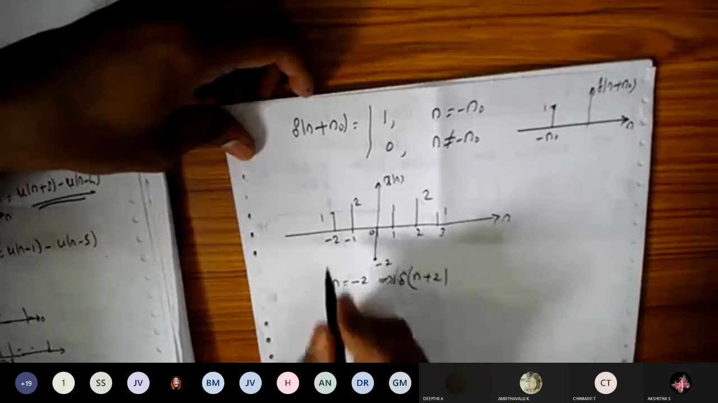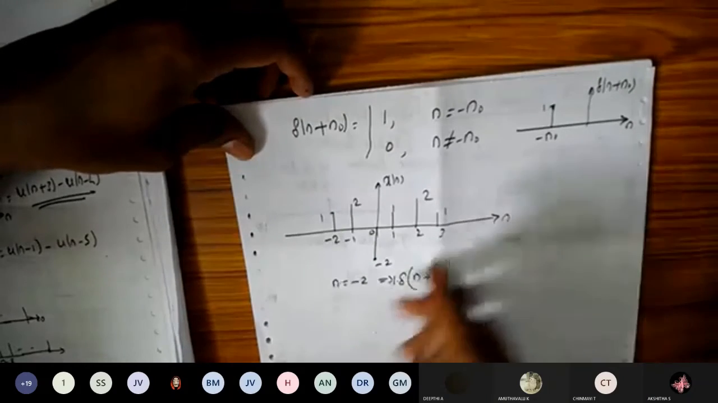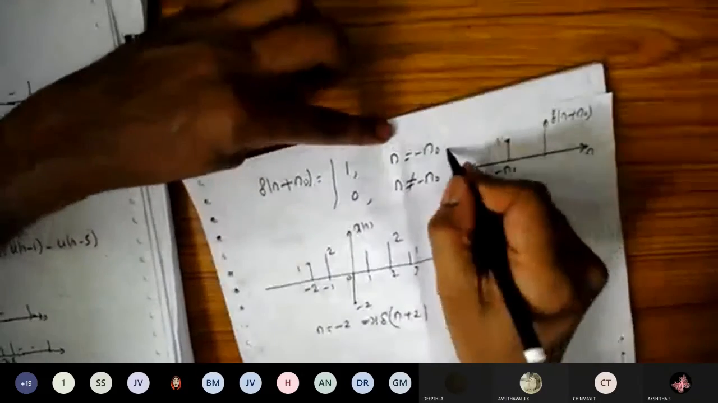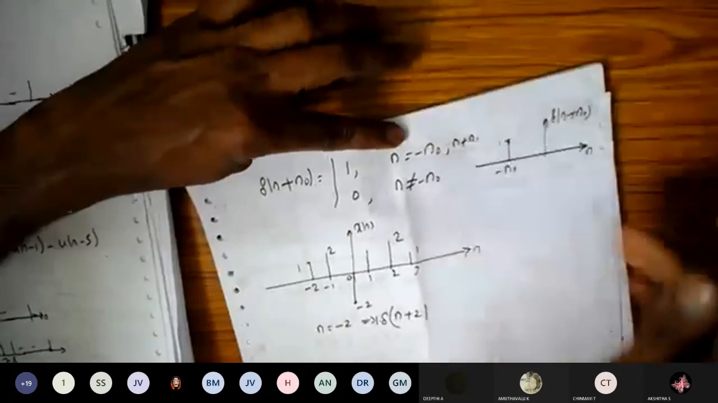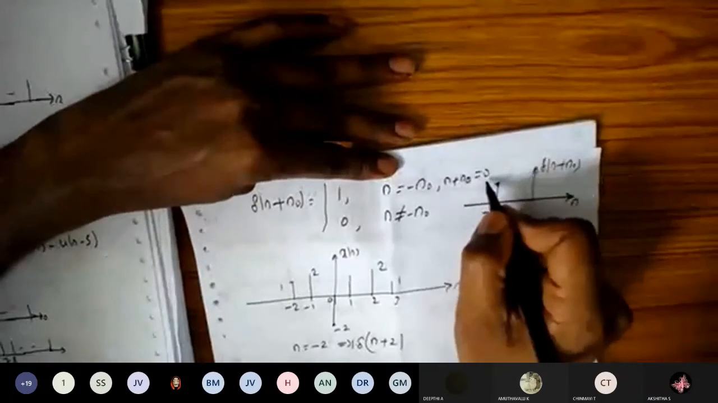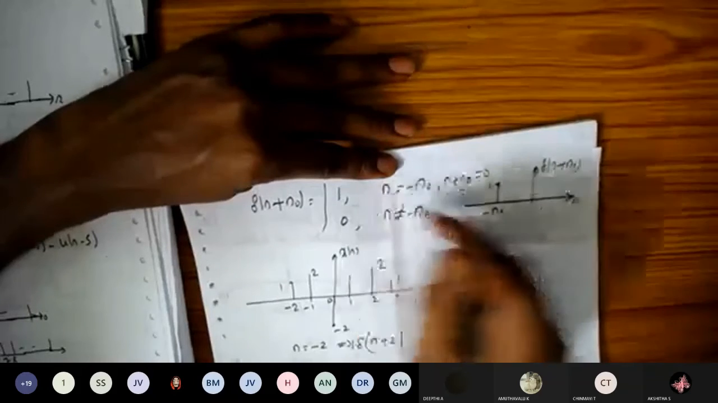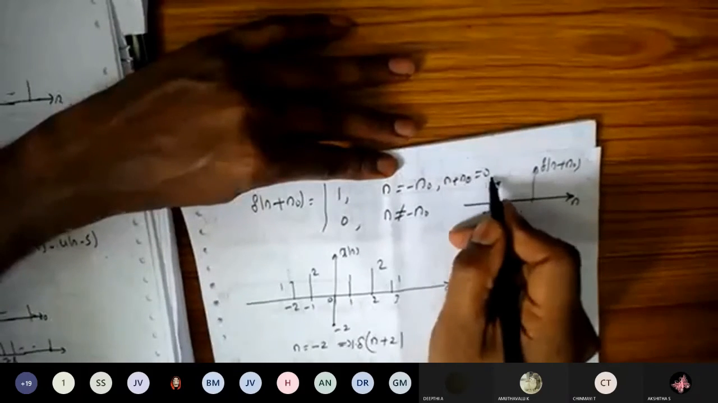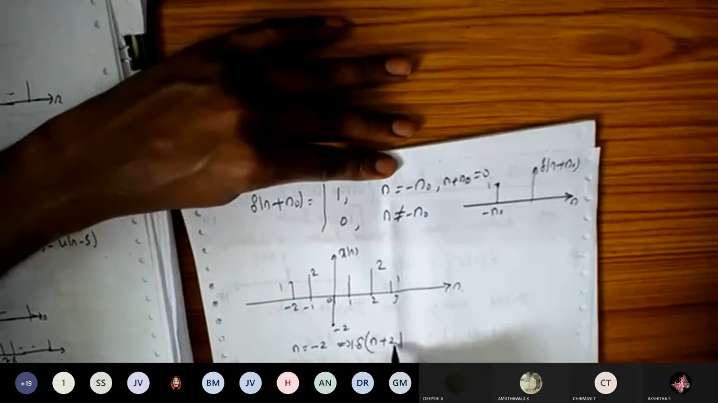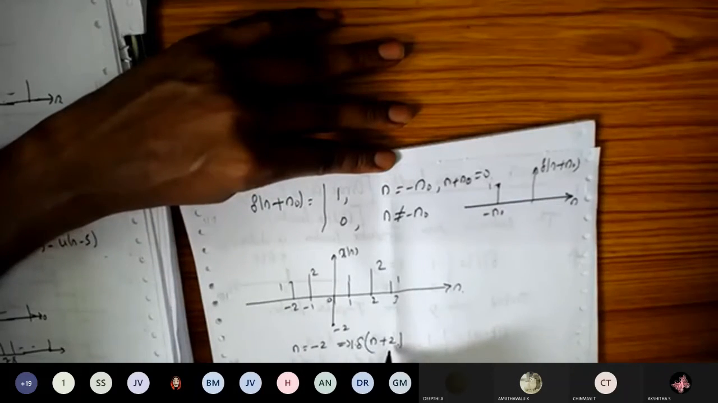So I'll repeat once again. This is at n is equal to minus 2. Sending minus 2 this side, I'm just doing the reverse. So this is at n plus n naught. If I take n plus n naught, it should be equal to 0. That's what I'm doing here. So this is at n is equal to minus n naught, and I'm sending minus n naught here. n plus n naught is nothing but n plus 2, so we can express it as an impulse function.